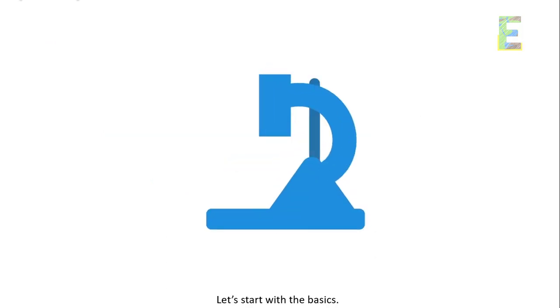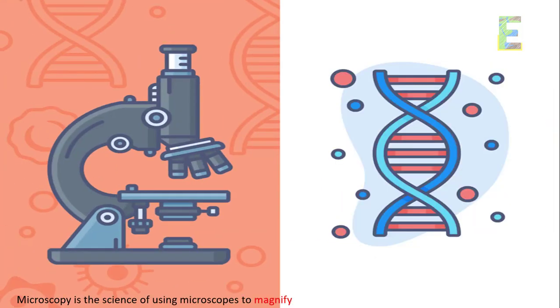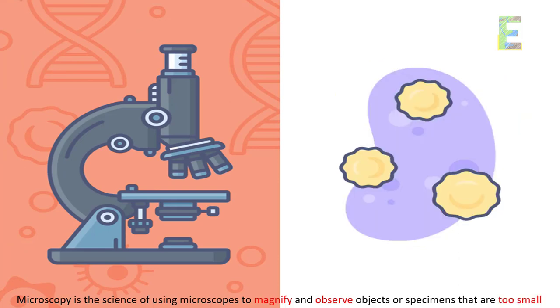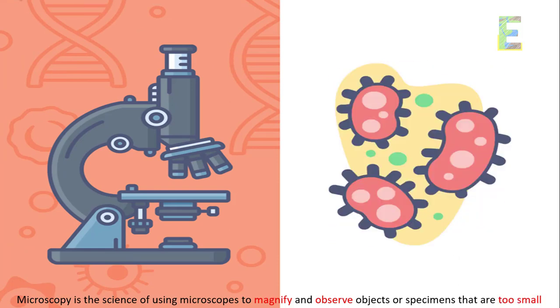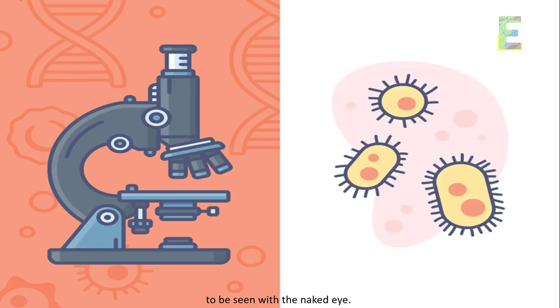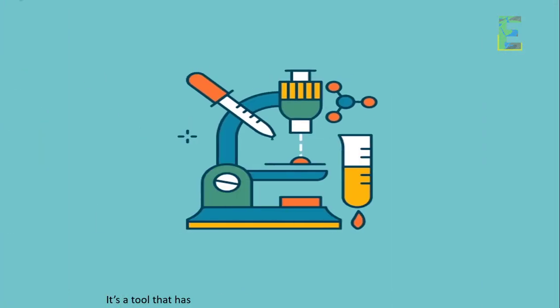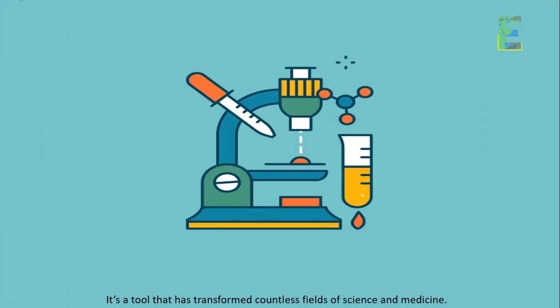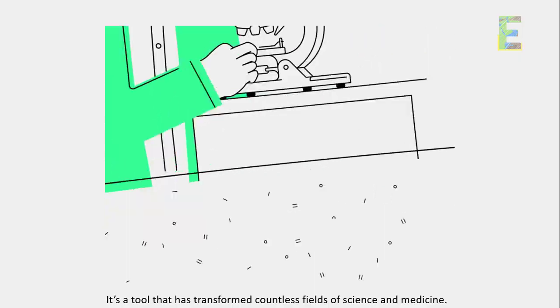Introduction to microscopy. Let's start with the basics. Microscopy is the science of using microscopes to magnify and observe objects or specimens that are too small to be seen with the naked eye. It's a tool that has transformed countless fields of science and medicine.